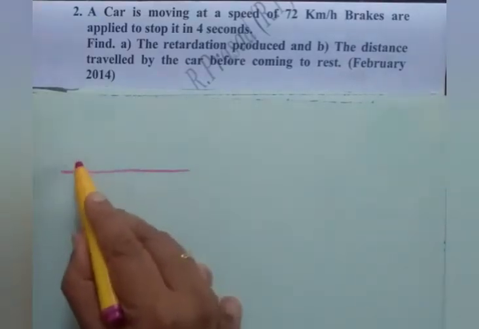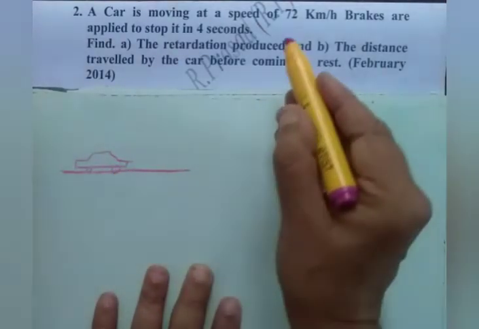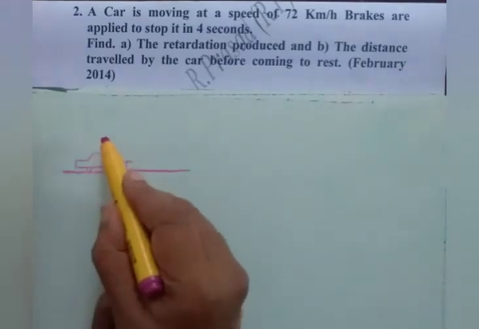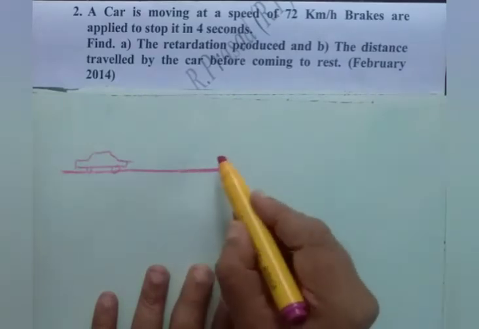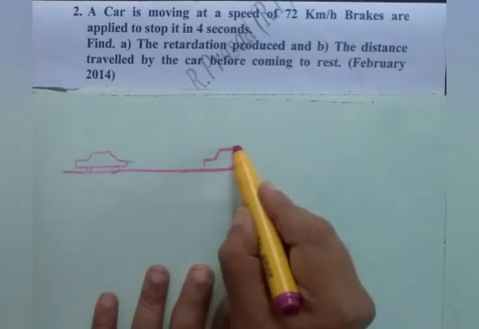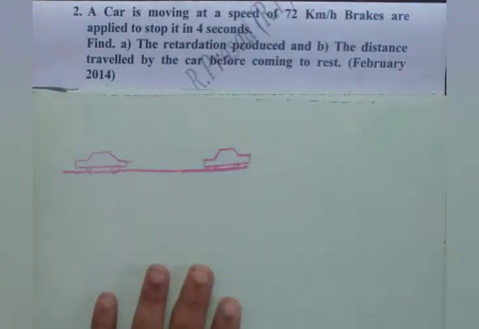This is a road on which a car is moving at 72 kilometers per hour speed, and brakes are applied to stop it in 4 seconds. Say after some time, 4 seconds, it stops. So now your imagination should be like this. You are moving on a road, you are sitting beside the driver, who applies the brake. At that moment, the speedometer shows 72 kilometers per hour. And after 4 seconds, it comes to rest.